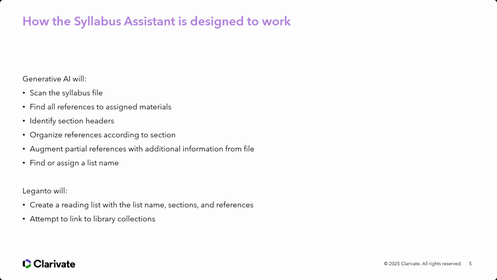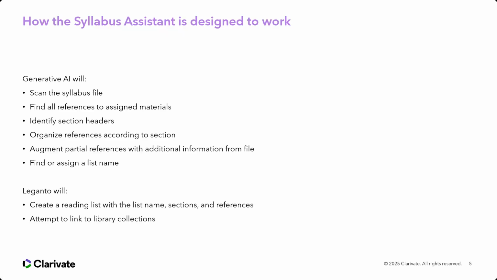And then the last step is to find or assign a list name. So if the file has a course name at the top, it'll pull that information. But if it doesn't, it will make one up. It'll make up a name for the list based on the topics or the content, the themes, I guess, of the course or of the resources that are part of that course. That's all using generative AI to scan the file.